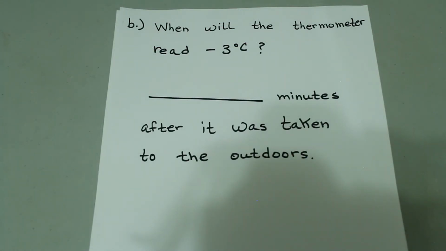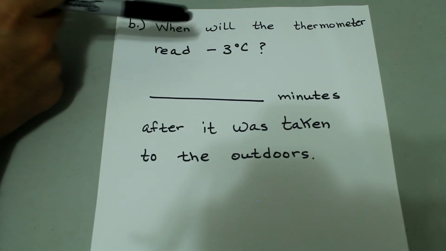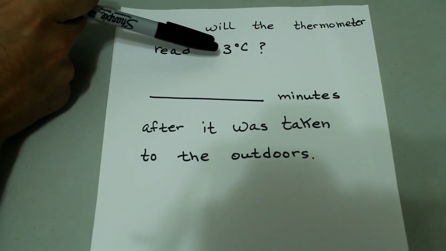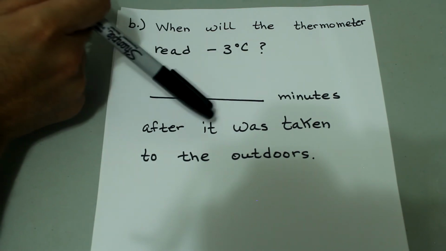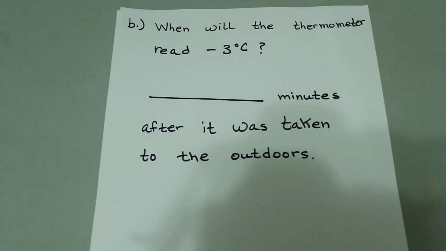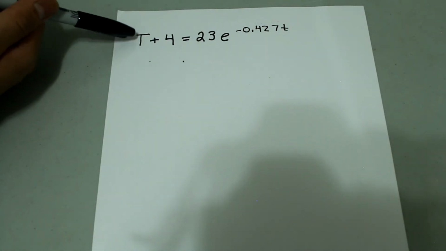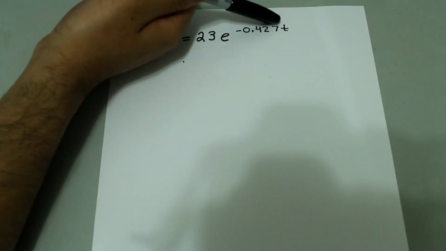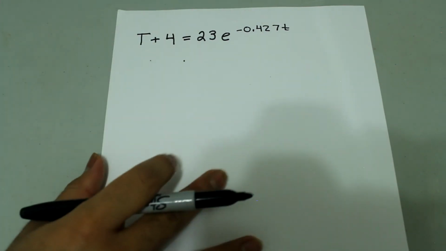Question B is the last question for this problem, and it asks us, when will the thermometer read -3 degrees Celsius? Blank minutes after it was taken to the outdoors. This problem should be really easy since we already found the expression for temperature in part A. We're just looking for little t, and we know big T this time. So let's go ahead and do that. This time we know the value of big T, the temperature. We just don't know what this little t, the time, is.